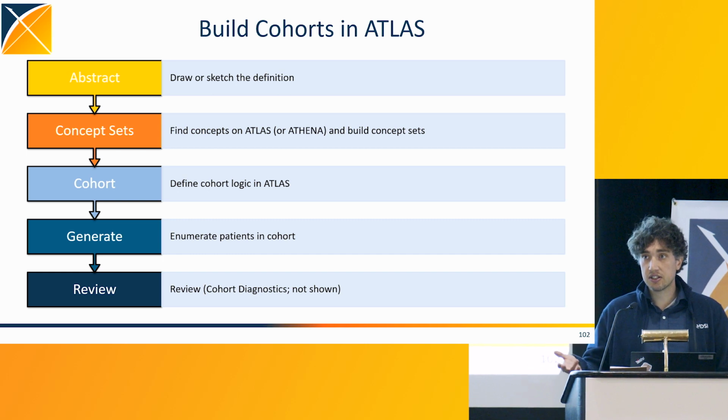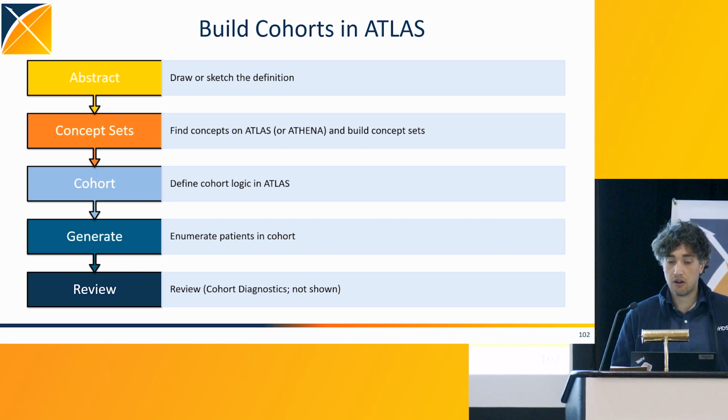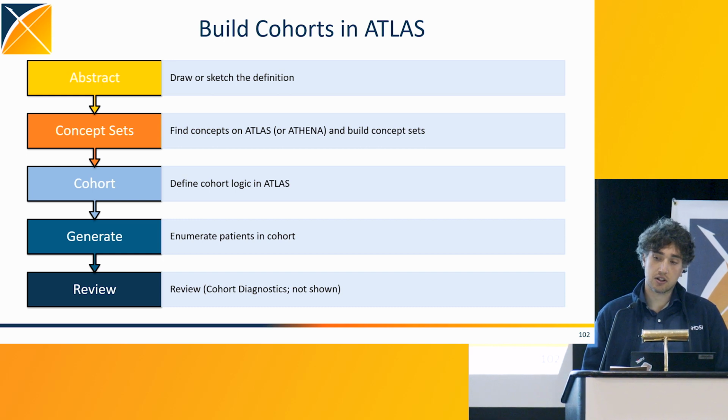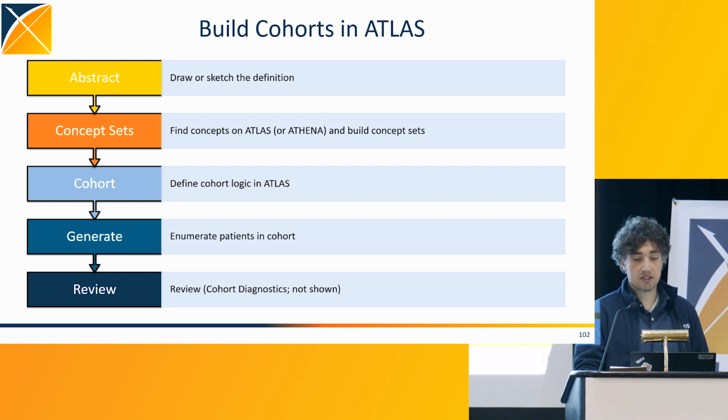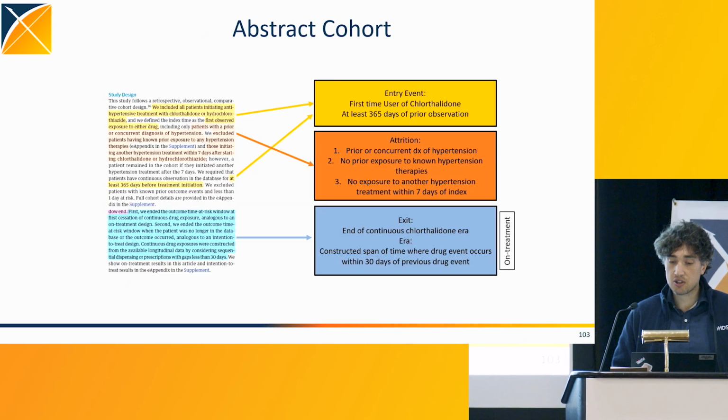Then we want to generate this, so enumerate the patient counts, and then review this. Is that number something that's feasible or logical from the expected population? And then we can run something like cohort diagnostics to evaluate the cohort definition. I'm not going to show cohort diagnostics because that's a little bit too involved, but that's something that you can look into. So let's start by abstracting the cohort.